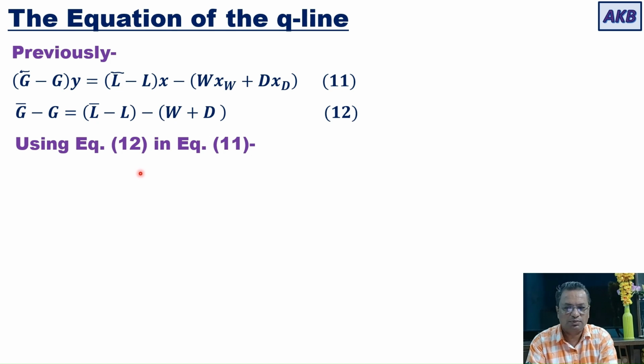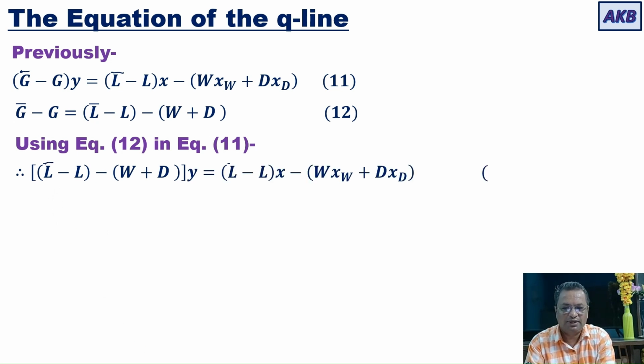Okay, so now what will we do? We will use equation 12 in equation 11. How? We will be replacing G bar minus G with this term. So if we do that, we'll be getting L bar minus L minus W plus D. Now we have replaced G bar minus G into y, that is equal to L bar minus L into x minus W into XW plus D into XD.